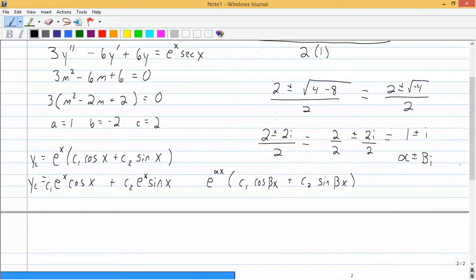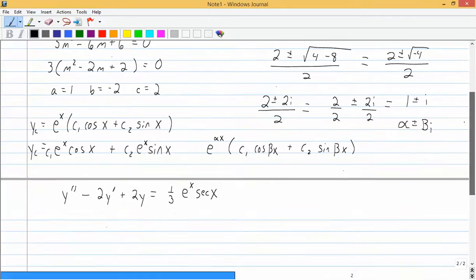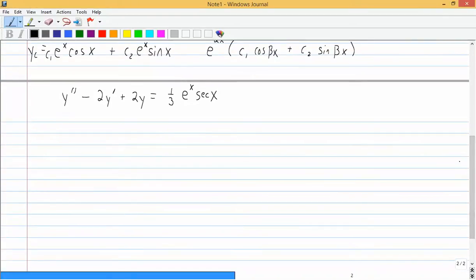So now what we need to do is take the differential equation and put it in standard form. To do that, we just need to have y double prime by itself. So divide everything by 3. If I divide everything by 3, I'll have y double prime minus 2y prime plus 2y equals 1/3 e to the x secant x. So 1/3 e to the x secant x is what we call our f of x here.